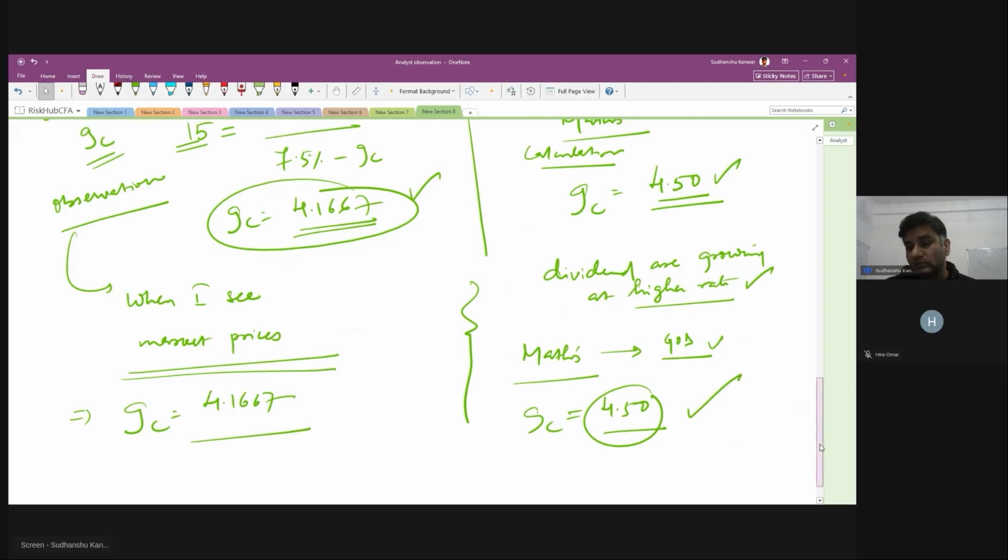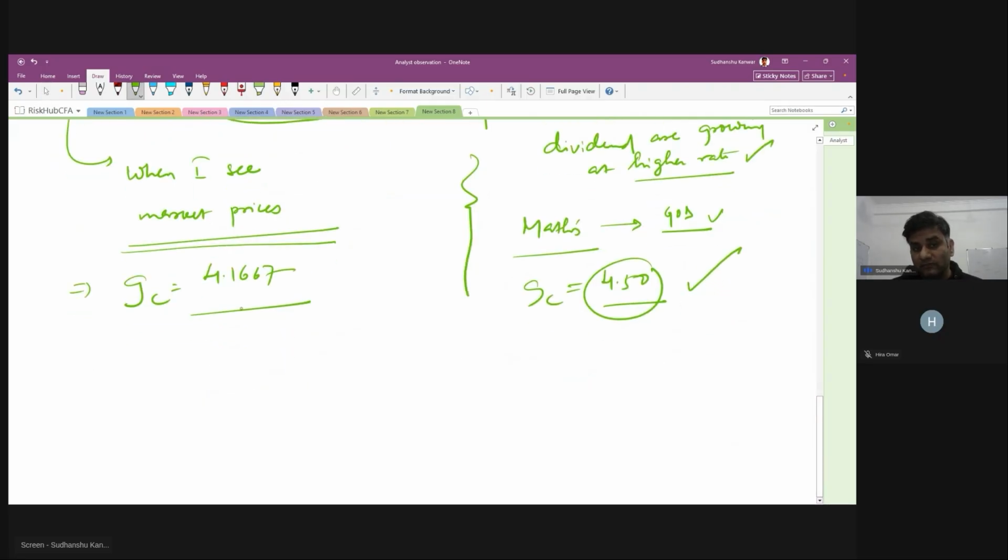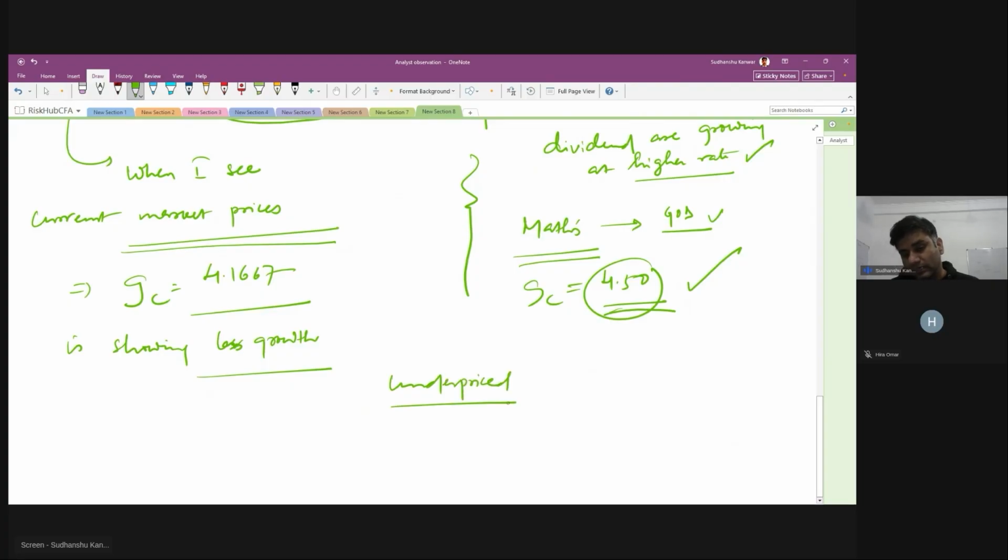Now, simple point is, you tell me, if current market price is showing you less growth, but your calculation is showing you higher growth, you will definitely say, oh, this is so nice. Current market prices are not showing the true growth. Current market price is showing less growth, means people are not realizing the true potential of Nifty 50. True potential is 4.50. So it means it is underpriced. I know it's very confusing, but get a hang of it.